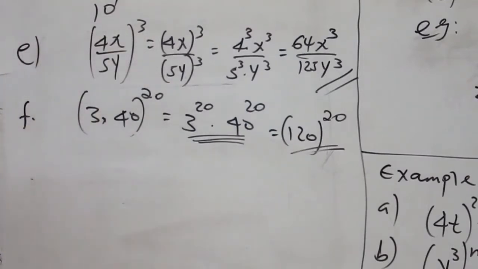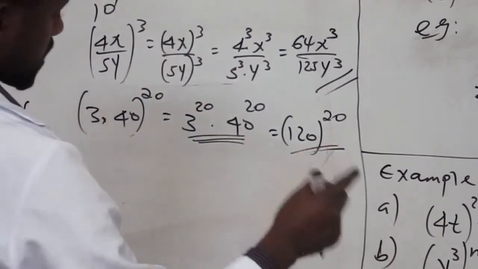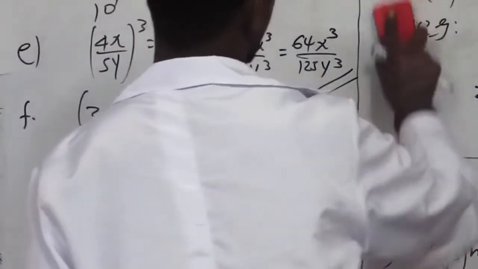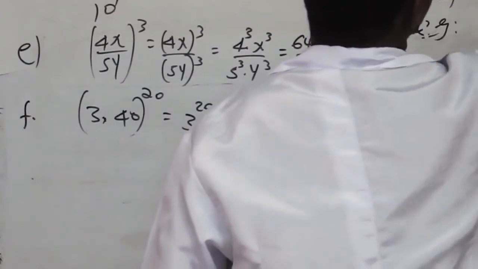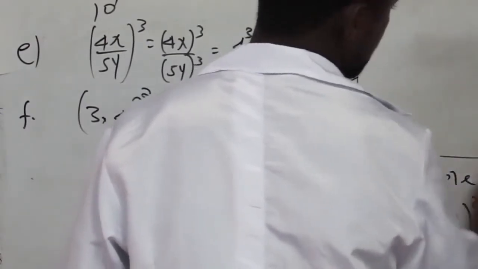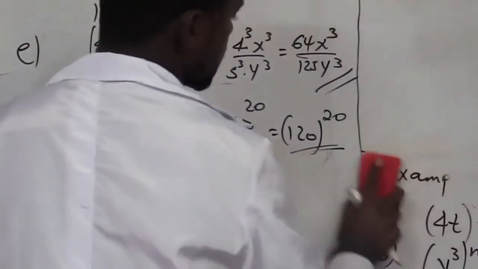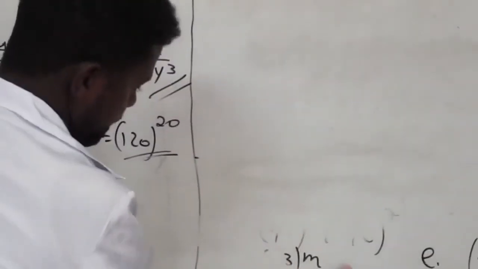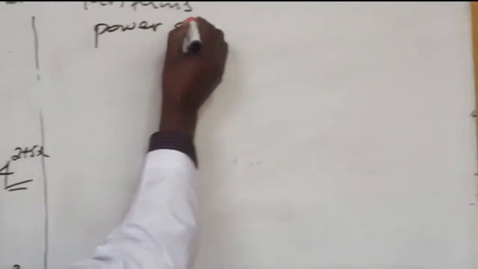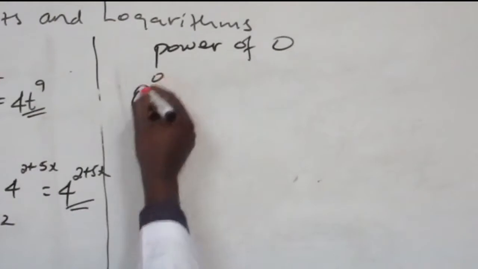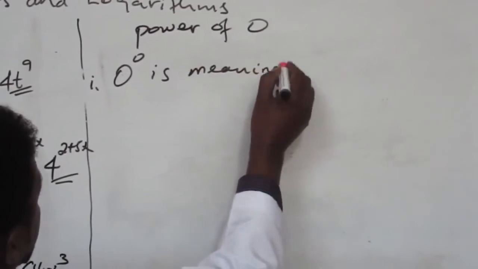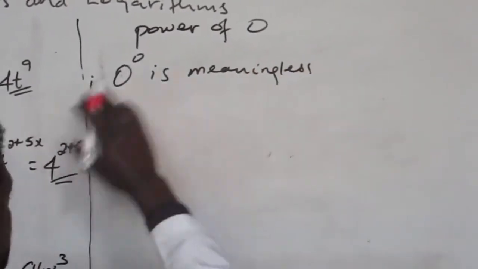This is how we can simplify by using exponents. Next, we are going to see exponents of 0. Whatever a is, what is the value of a to the power of 0? You know that 0 to the power of 0 is meaningless, yes? First, let us see that 0 to the power of 0 is meaningless. See? This is meaningless, which means it does not exist in the operation system of mathematics.